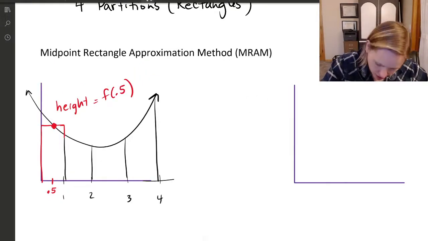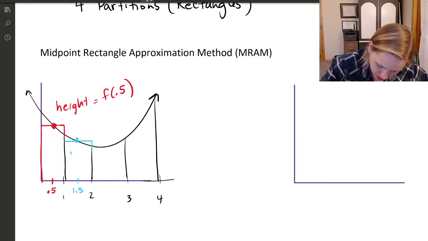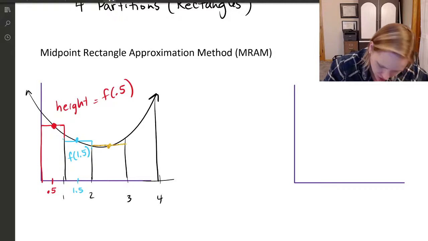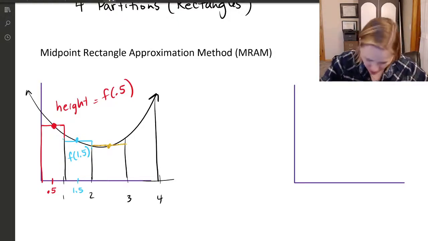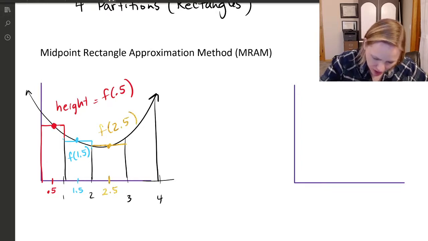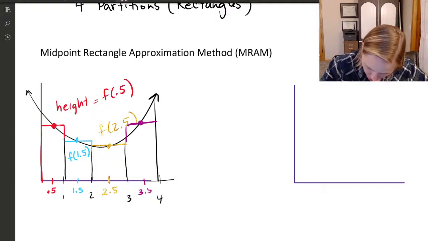So let's finish drawing in some of our midpoints here. So remember here, this would be 1.5, so the height would be f of 1.5. The next rectangle would be here, and the height would be f of 2.5, because that is the x value of the midpoint. And then last but not least, you would have a final rectangle right here, 3.5, and so that would be the height.